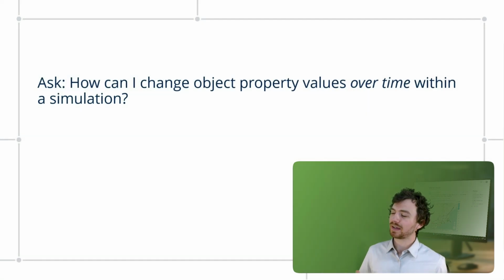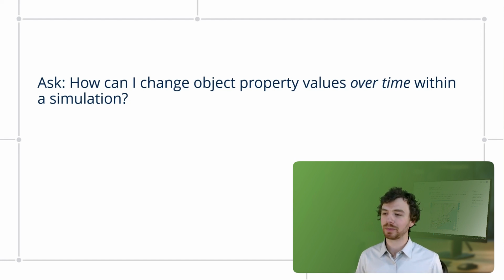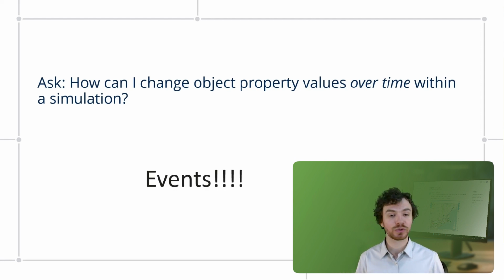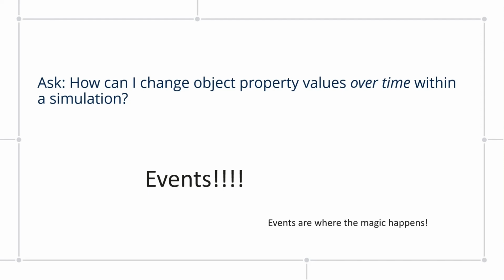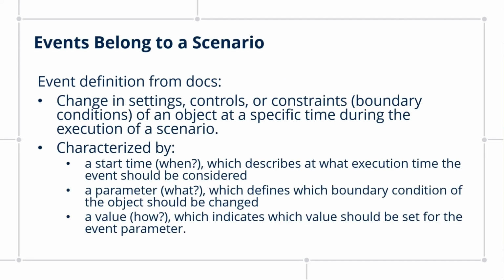Quick question. How can I change object property values over time within a simulation? This is something we haven't covered yet. To do that in Synced, you use events. And in my opinion, events are really where the magic happens within Synced. They are incredibly core to the Synced mindset and philosophy. Events belong to a scenario.